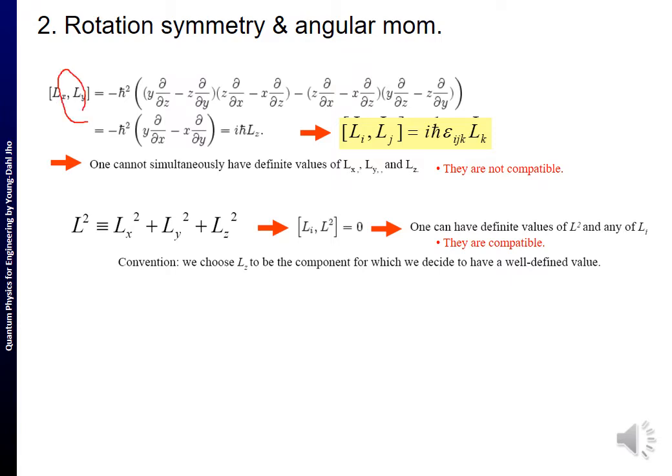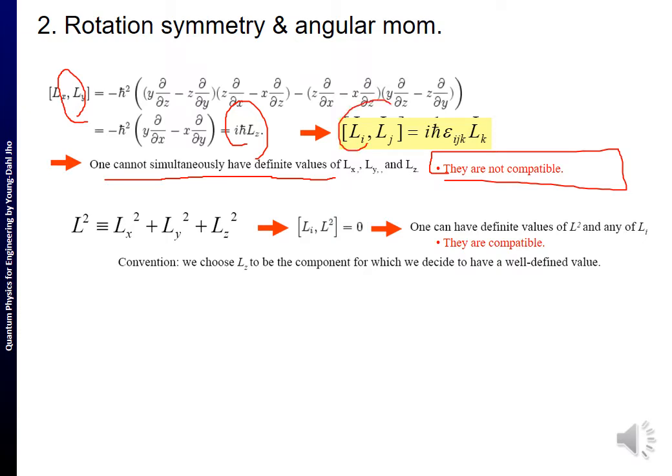Also, if you go through Lx, Ly under commutation, then you will have i h-bar Lz. So [Li, Lj] equals i h-bar epsilon ijk Lk. So one cannot simultaneously have definite values of Lx, Ly, and Lz. They are not compatible, we can say. It means there is uncertainty. You cannot decide Lx and Ly at the same time.